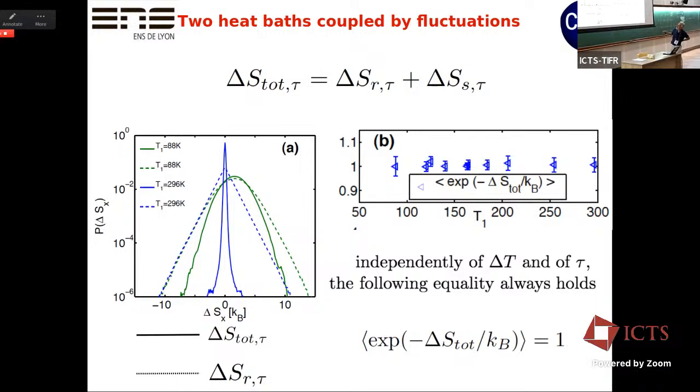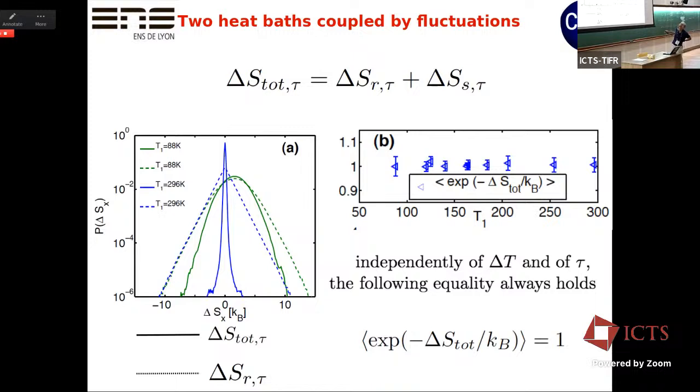Yes, when you are in equilibrium, that is, the two conductors are at the same temperature. Okay, you see that. I didn't describe what the different colors are. You see that the continuous line is just the total entropy. And this is just the trajectory dependent entropy, okay? Now you see that indeed in equilibrium, we have these exponential tails.